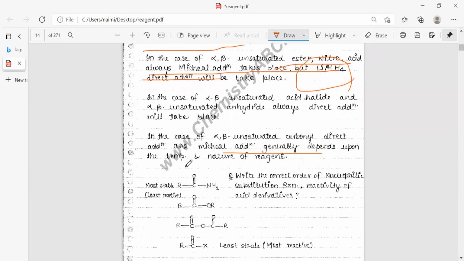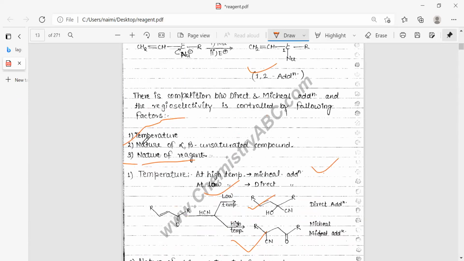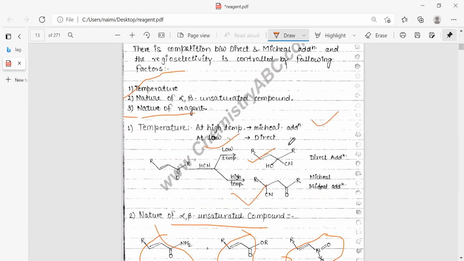In the case of alpha beta unsaturated carbonyl, direct addition or Michael addition generally depends upon the temperature and nature of the reagents. All the concepts arise from this condition: temperature, nature of the alpha beta unsaturated compound, and nature of the reagent.